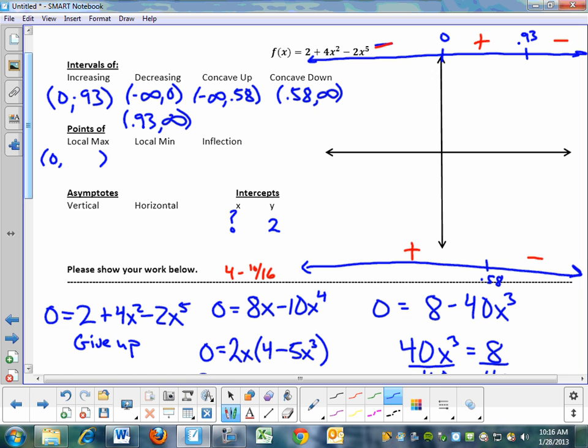Oh, I'm sorry. Yep. If you're going to be a local max, you're concave down. If you're going to be a local min, you're concave up. So I'm concave up. Here I'm concave down, so I must have a local max at 0.93. And the inflection point will be at 0.58. I need y values for these because then I can actually sketch its behavior.